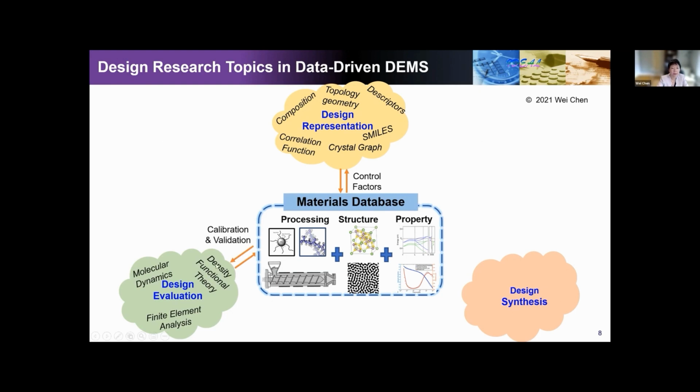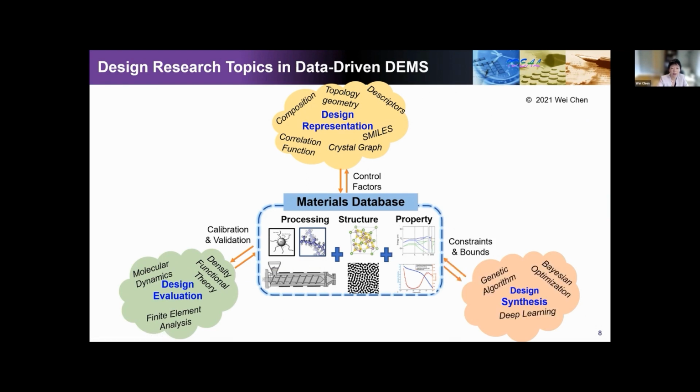In the design evaluation domain, we're working with very expensive physics-based modeling and simulations such as molecular dynamics simulation, DFT, and finite element analysis. So the question here is how do we build a surrogate model for fast analysis, and in the process maybe also integrate with the physical data to do calibration and validation.